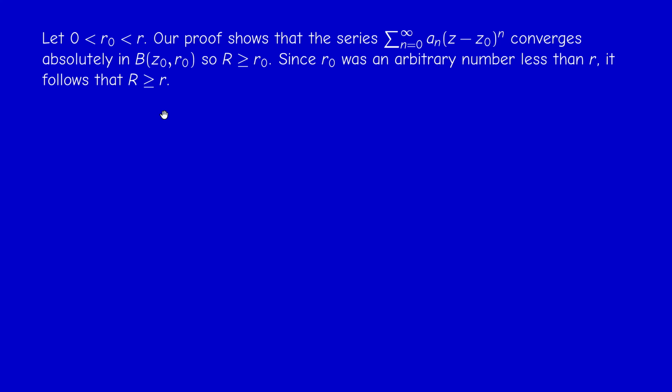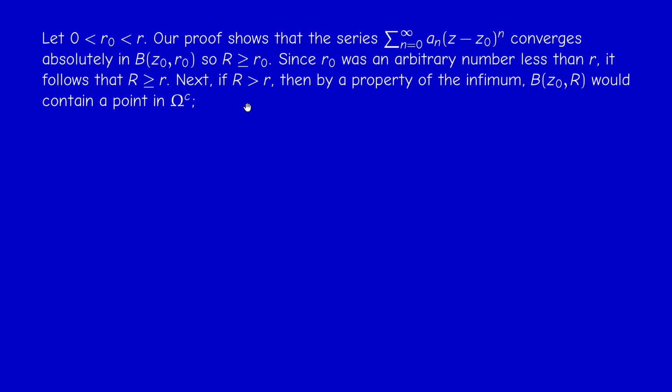Now I want to prove the reverse inequality. We reason by contradiction. If capital R was strictly less than small r, then I go back to the definition of R, which is actually the infimum, the distance from Z0 to omega C. So R is the largest lower bound, so anything larger is not a lower bound. We used that several times, actually.